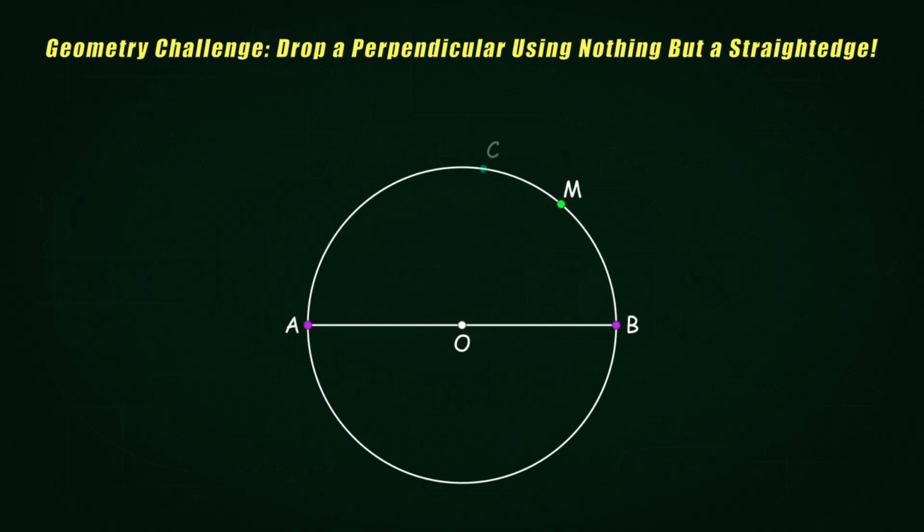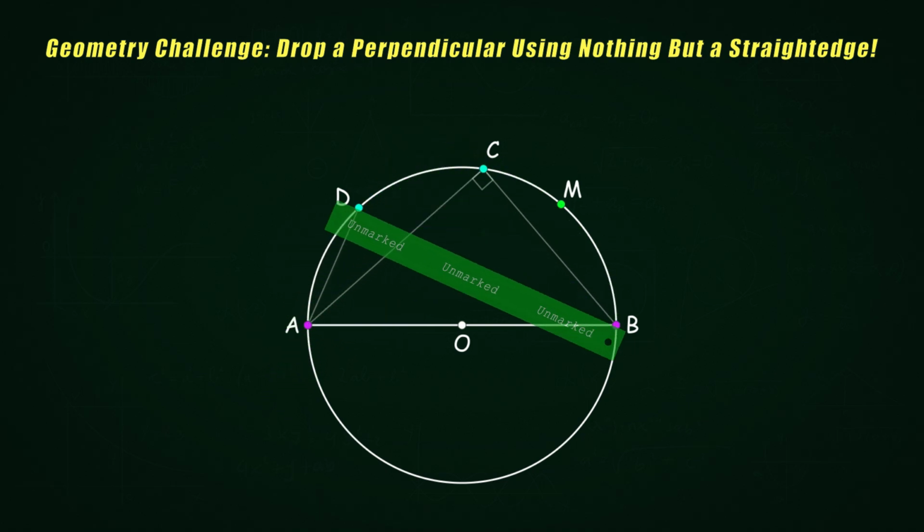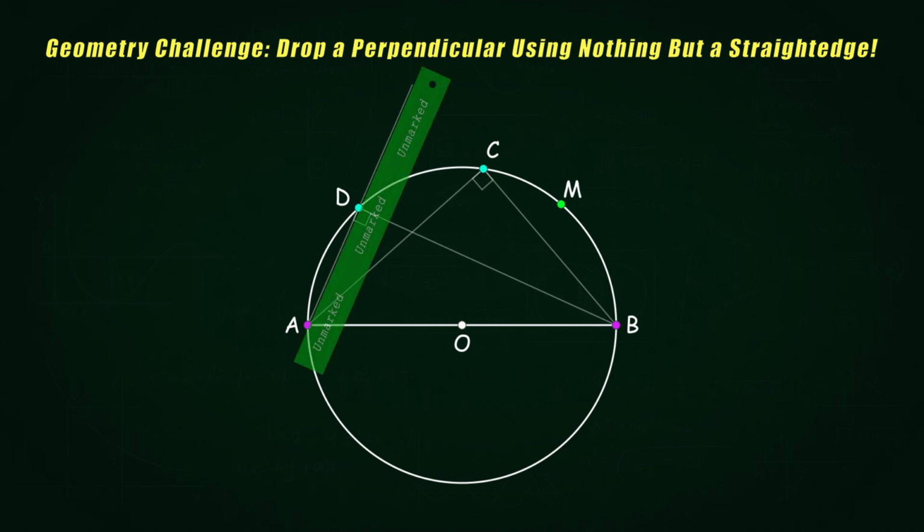First, pick any point C on the circle and connect AC and BC. This gives us our first right angle. Using the same method, pick any other point D to get our second right angle. Next, extend AD and BC to meet at point E.